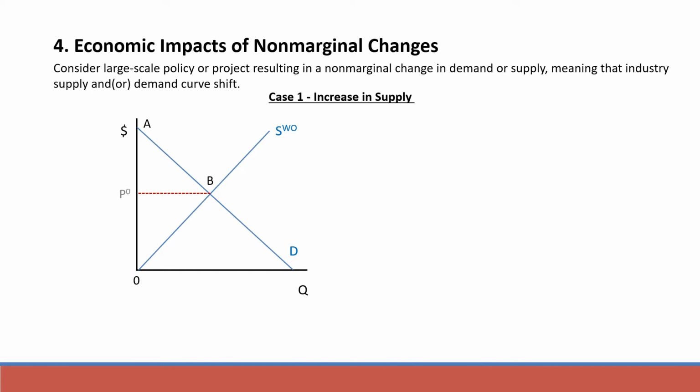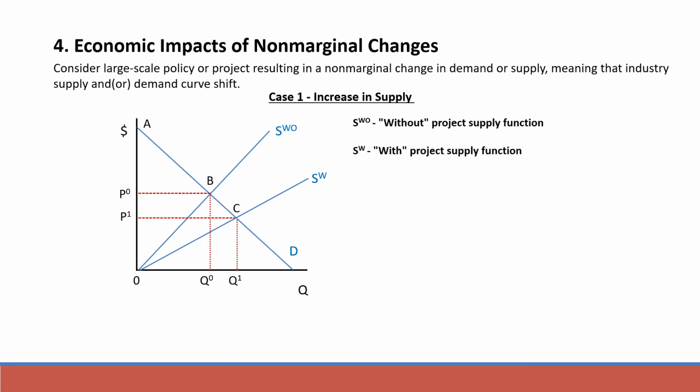We show the supply curve at the current status without the new policy or change. Here we have the price and quantity, but as a result of the new policy we reach the new supply curve. Now the price decreases from P0 to P1. As a result of the decrease in the price, we have an increase in the quantity.